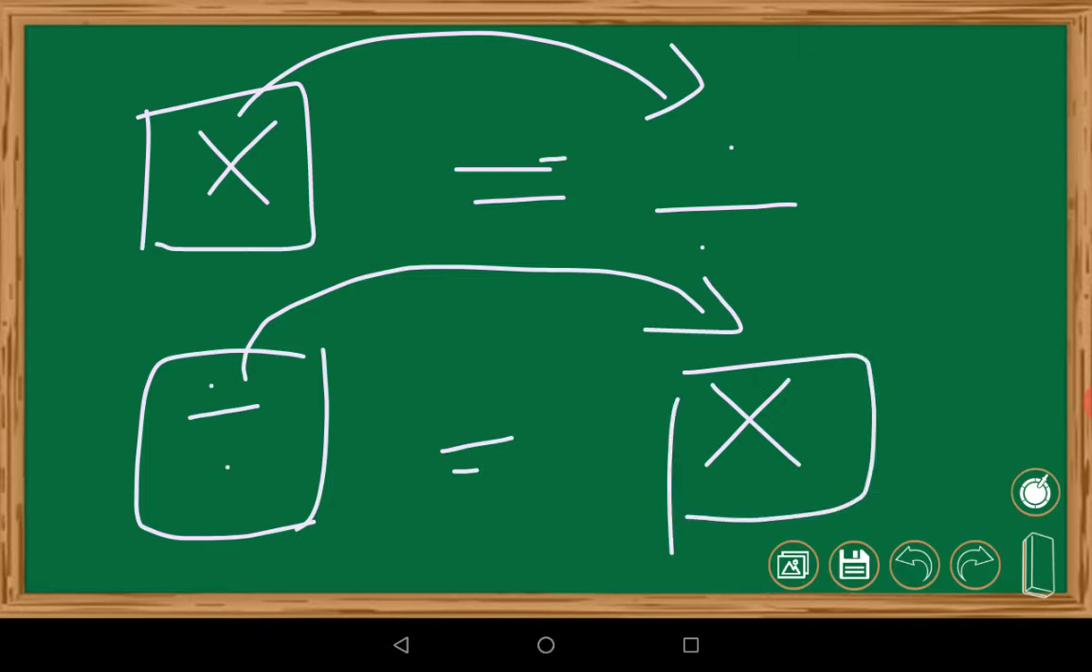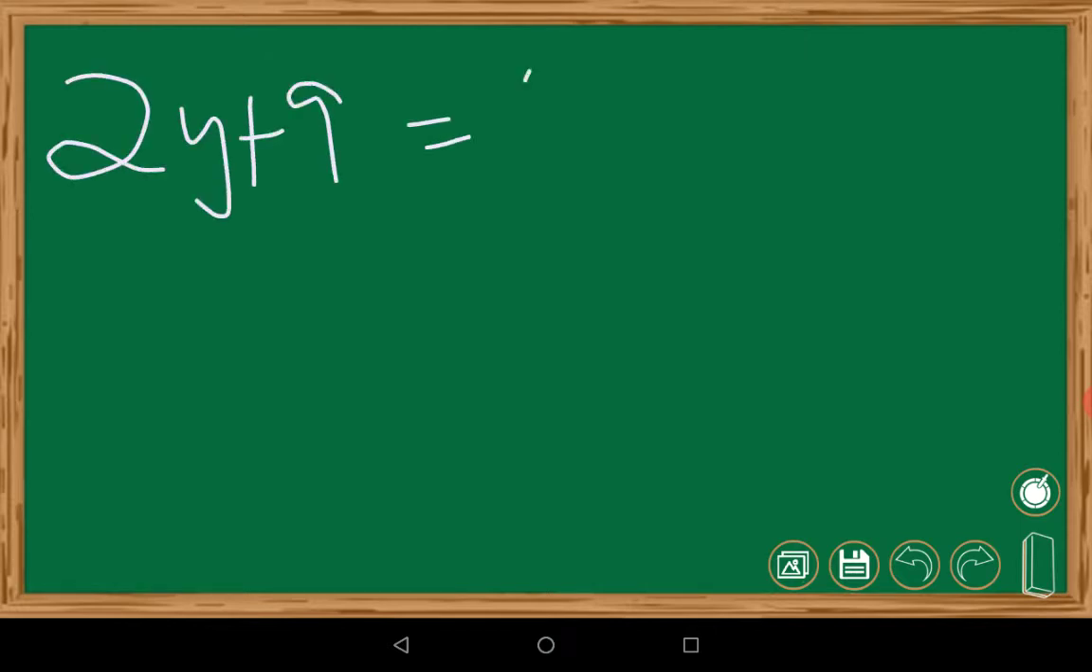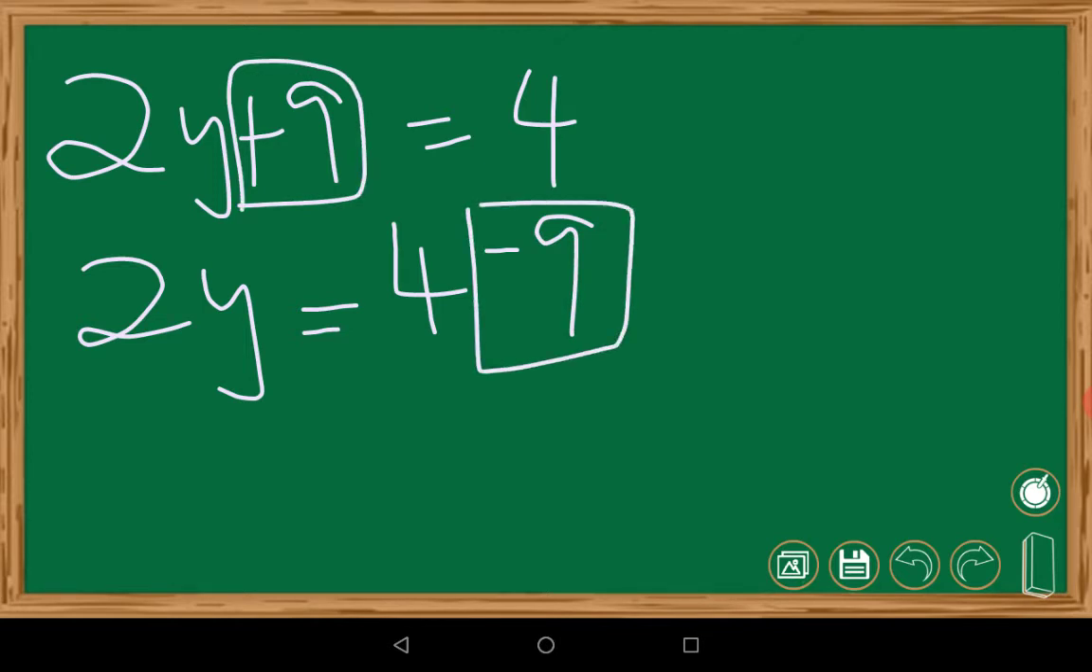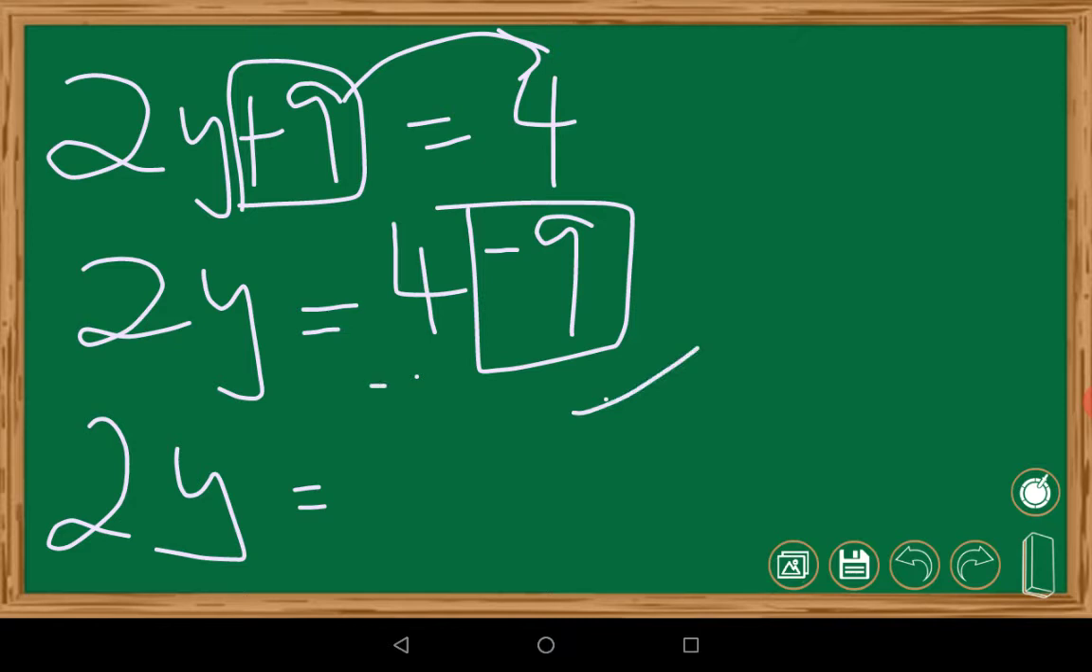Now let's do this sum. 2y plus 9 is 4. Now 2y is equal to 4 minus 9. Obviously, right? This plus 9 becomes minus 9 by coming here. Now 2y is equal to 4 minus 9, an integer subtraction. This is bigger, this is smaller, but still we have to subtract, right? It is going to be minus 5. That can happen, okay? Don't worry.